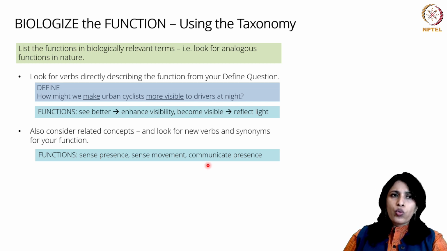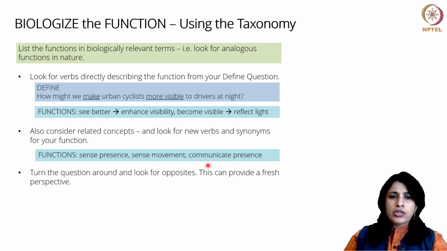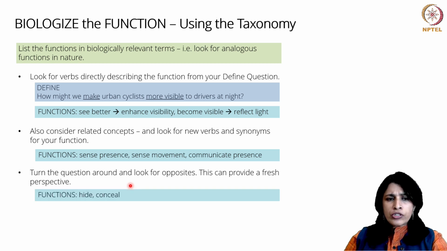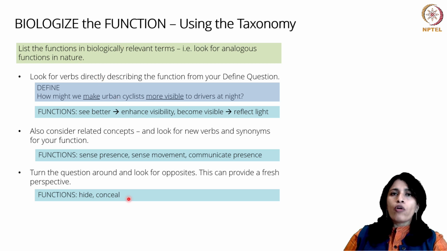The other way you can biologize the function is to flip the question around. You can look for opposites, just like you looked at synonyms, which are words that have the same meaning. You can look for opposites. And this can give you fresh insights into how to approach your question. So instead of saying making more visible, you could say, how does nature hide? How does nature conceal? So this is a way of biologizing the function which is specified in your defined question.